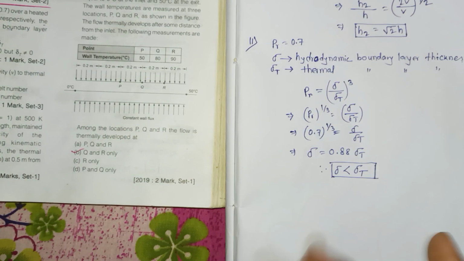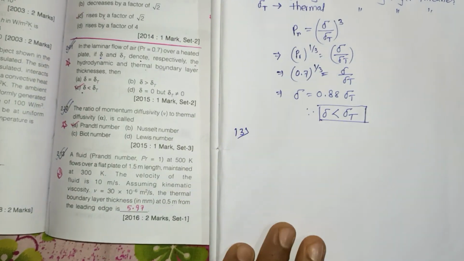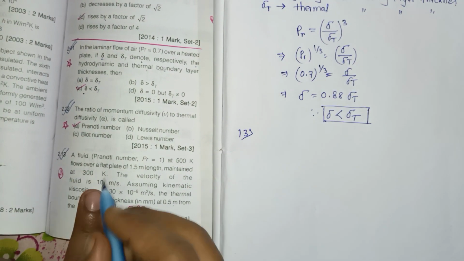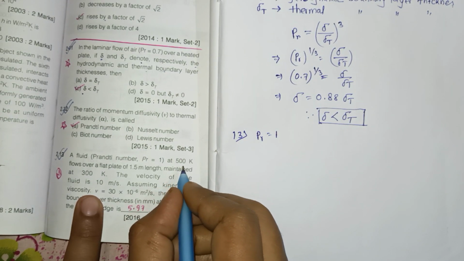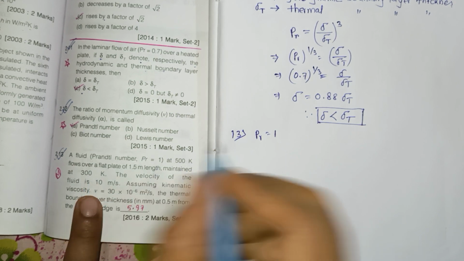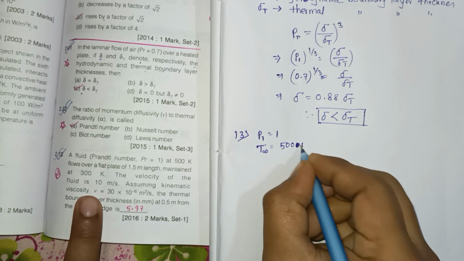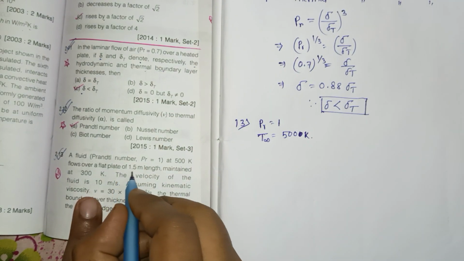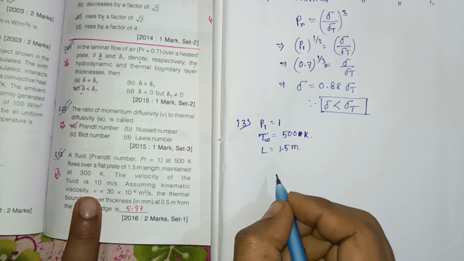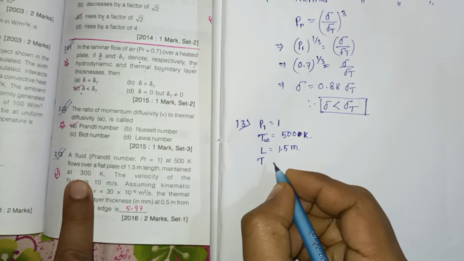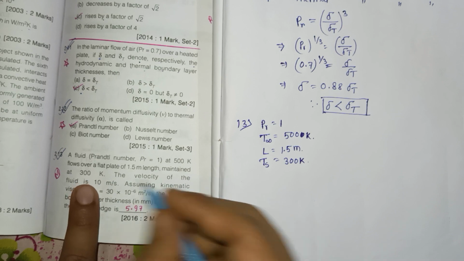So this is question number 13. In question number 13, what is given? A fluid with Prandtl number equal to 1 at 500 Kelvin flows, so T infinity temperature is 500 Kelvin, over a flat plate of 1.5 meter length. So the length of this flat plate is 1.5 meter, maintained at temperature Ts, that is 300 Kelvin. Surface temperature, flat plate temperature, is 300 Kelvin.